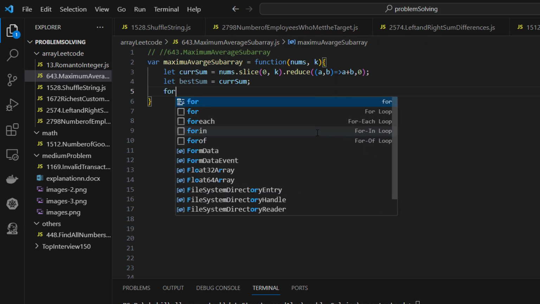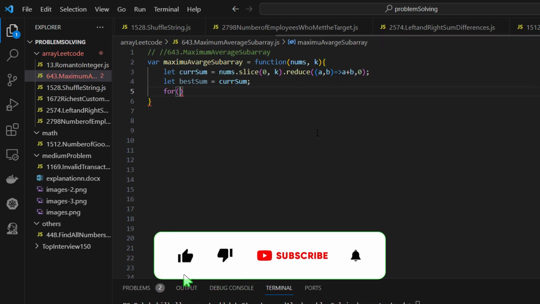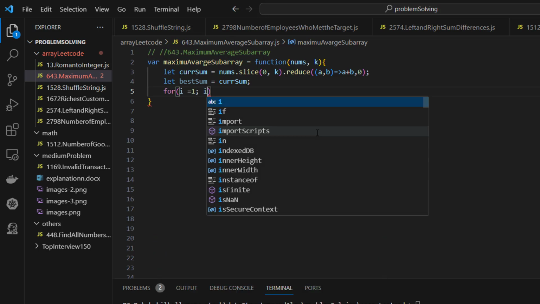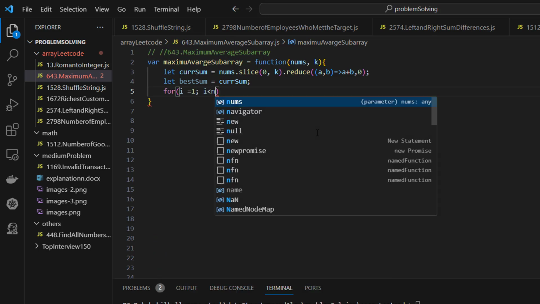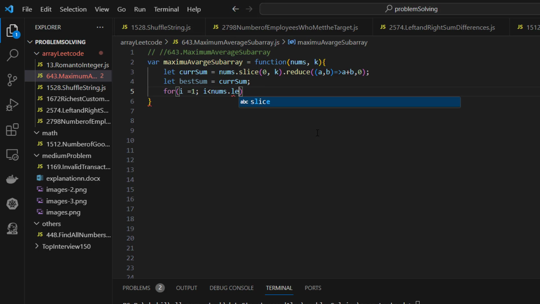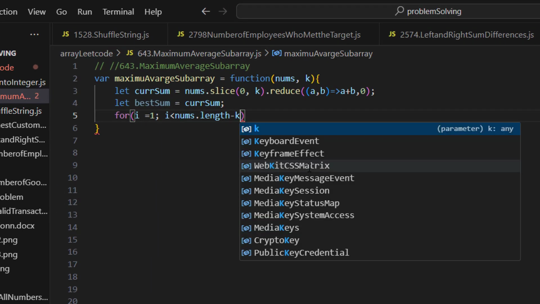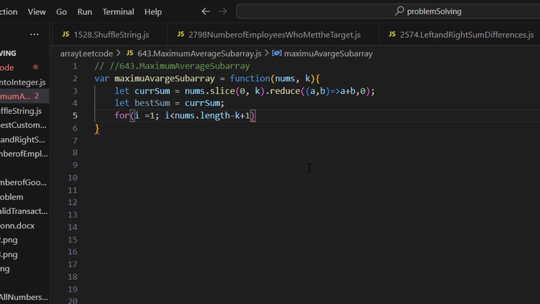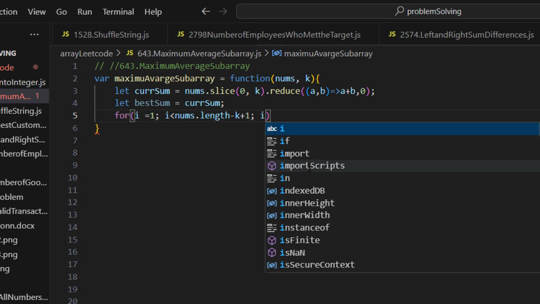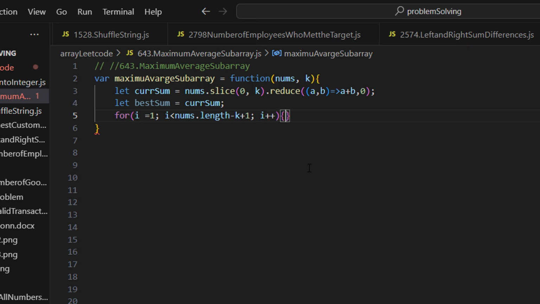So let's run a loop, i will start from 1, less than nums.length minus k plus 1, and i plus plus. So update the current sum.